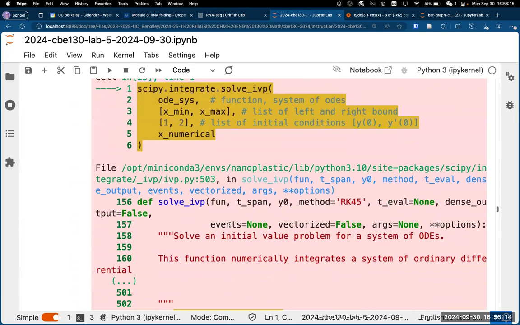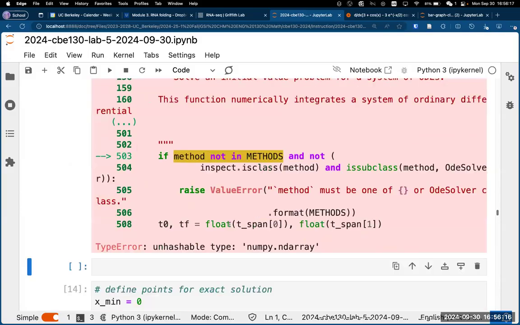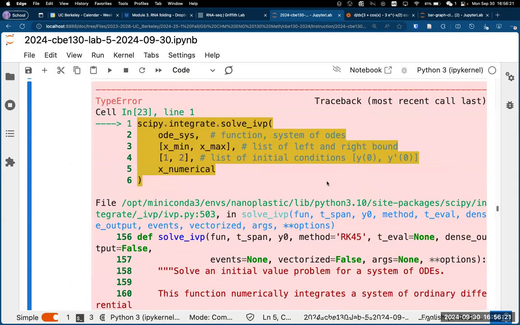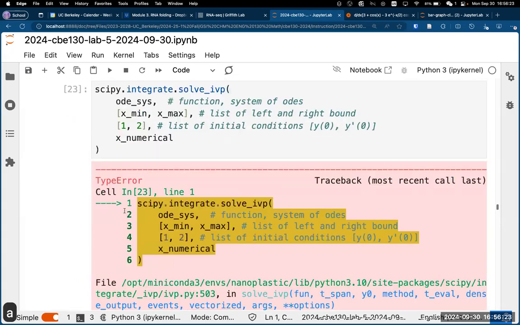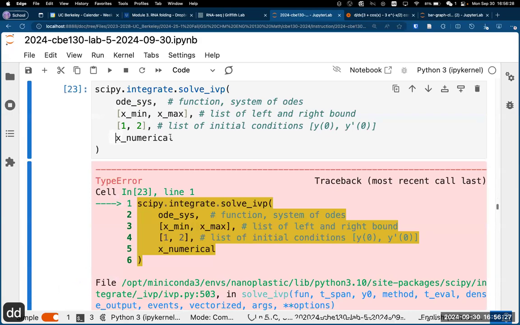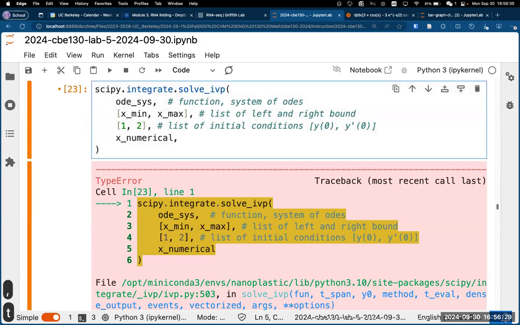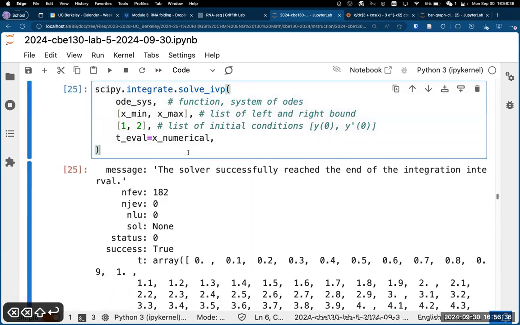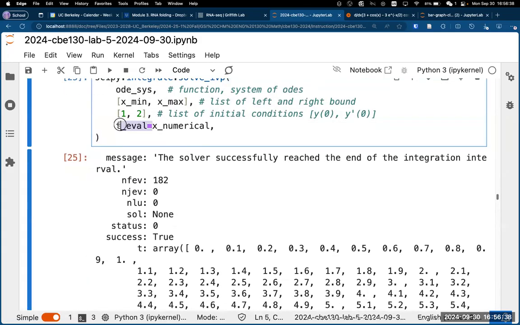If we run this, we get an error, and the error says type error. It says unhashable NumPy array. So let's see what's going on. So I think it is because we haven't inputted the keyword argument. This should be t span, t eval. Okay, that should be good. So remember to put this keyword argument.